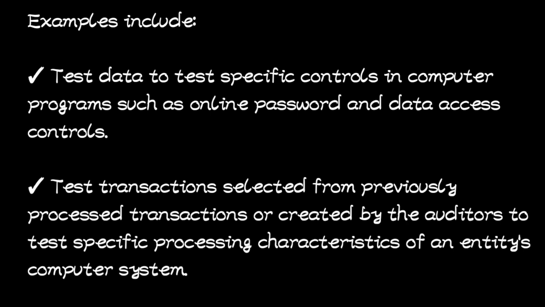Another example is test transactions selected from previously processed transactions or created by the auditor to test specific processing characteristics of an entity's computer system. Like you select a transaction that was already processed, then you can put it again in the computer, or you can put it in wrongly to see if it will be rejected.